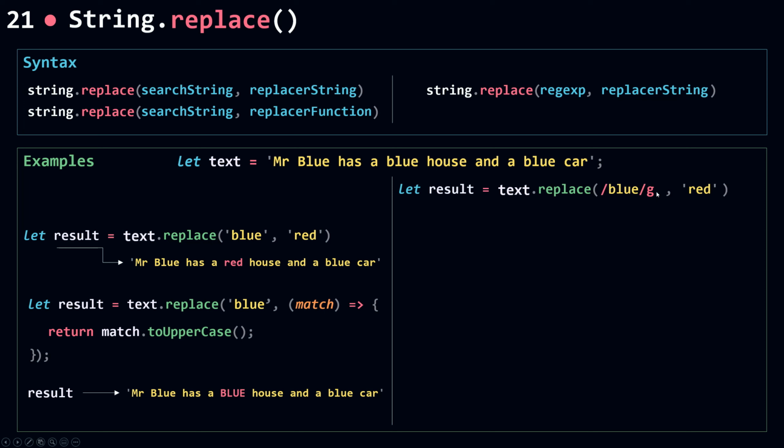Now because I used the global flag here, this is a match and this is also a match. So replace will go and replace all these matches with red. This is the string that we're going to get at the end. The first blue here is replaced with red, and the second blue here is replaced with red. Now if I didn't use the global flag here, this is the one that's going to be replaced only.